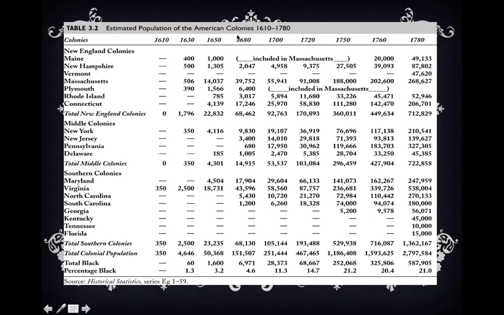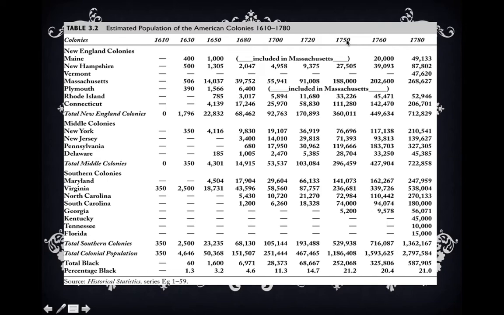So a couple of things to remember from this is that big jump in the importance of slavery in the colonial economy occurs from 1680 to 1700 when it went from 4.6 to 11.3%. I'm not concerned with you knowing these actual numbers, just realize that the big jump in proportion of the population that was slave in the colonies is from 1680 to 1700.